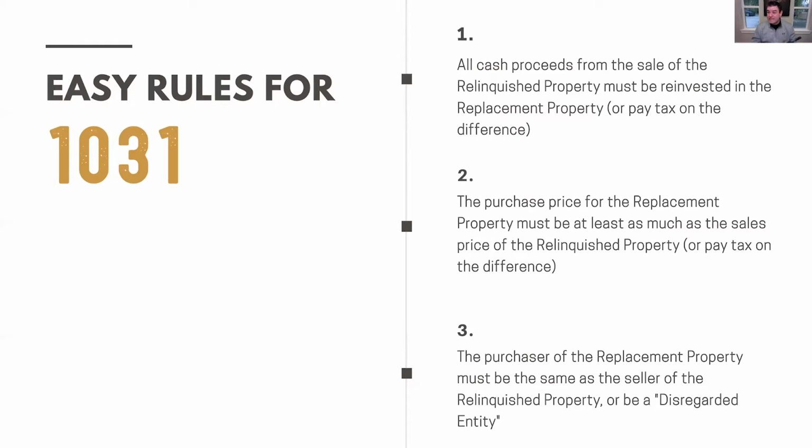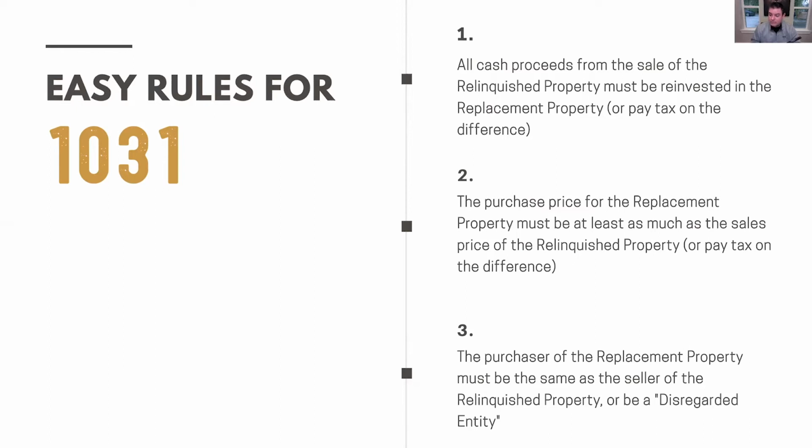All right, here are the easy rules. One, all cash proceeds from the sale of the relinquished property must be reinvested in the replacement property. Or guess what? You're going to have to pay the taxes on the difference. Two, the purchase price for the replacement property must be at least as much as the sales price of the relinquished property, or you got to pay the taxes on the difference.